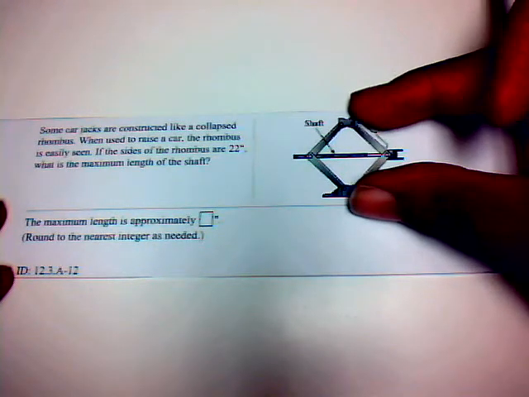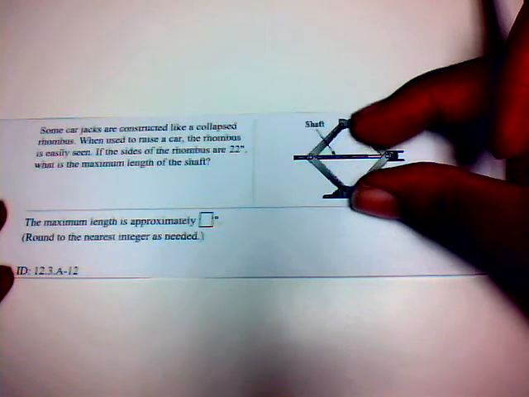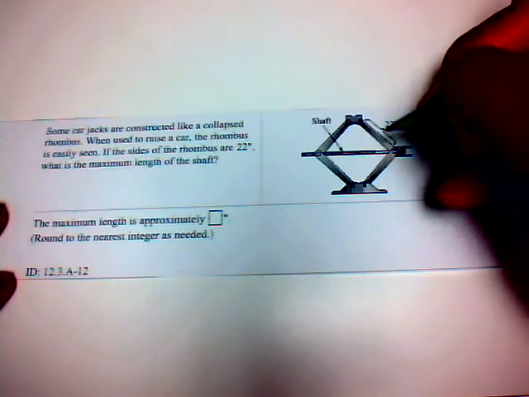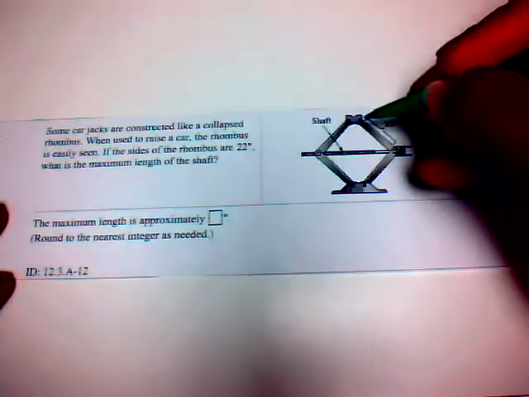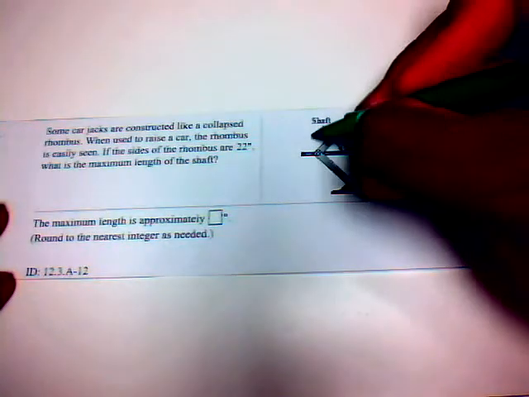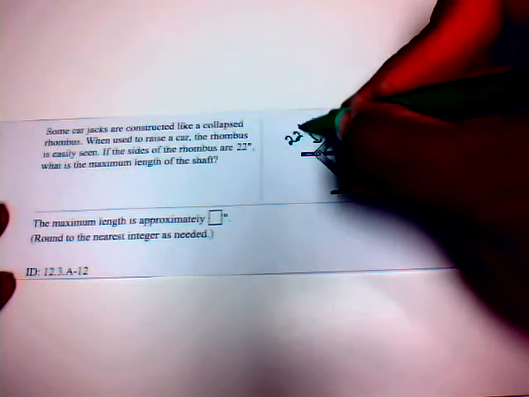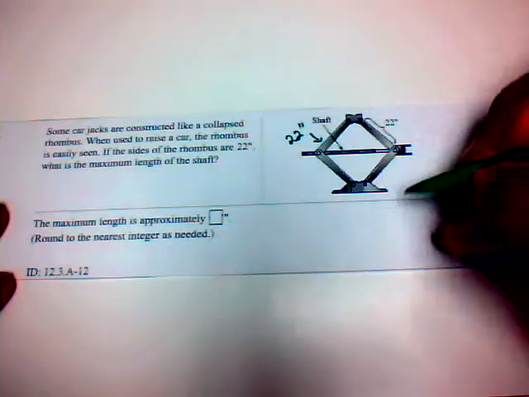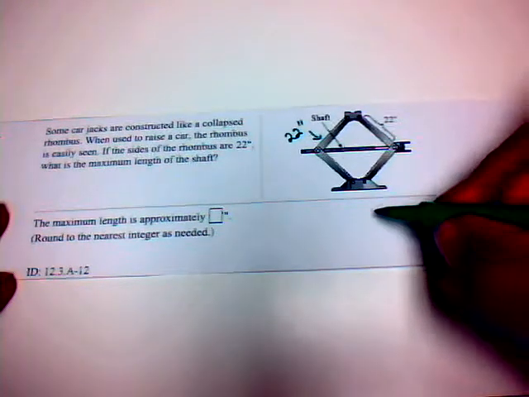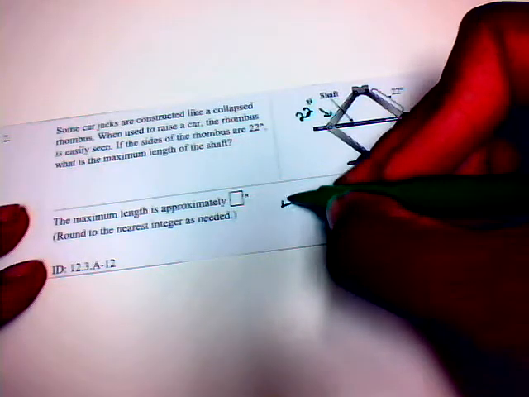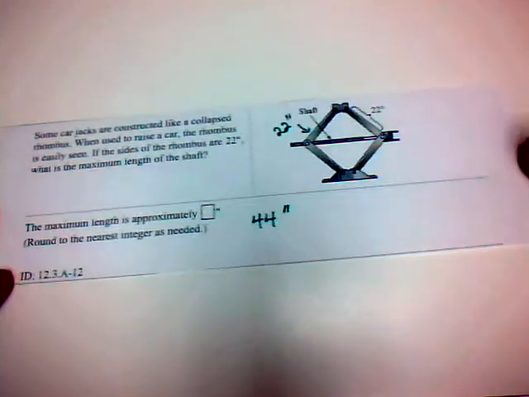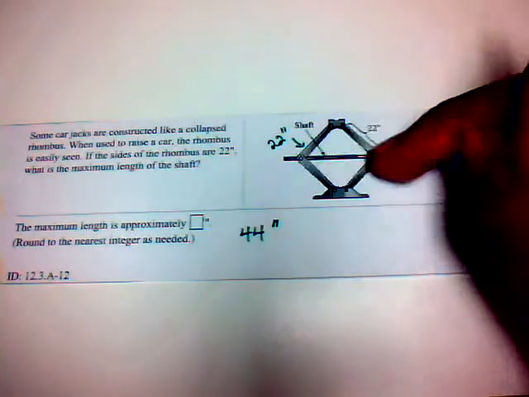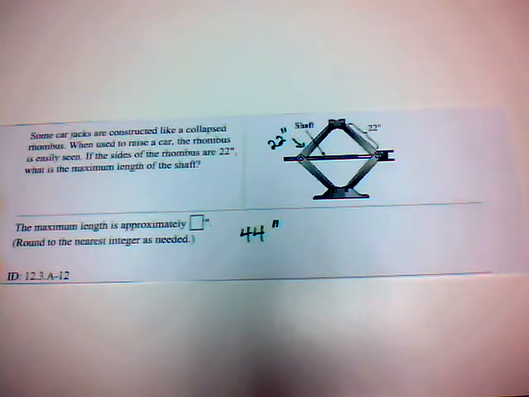If this rhombus was to be collapsed completely, and of course in a rhombus all the sides are going to be congruent, so if this side is 22, then this side must be 22 inches as well. So if this is collapsed completely, what I'm going to do is add 22 and 22 together, and that will give me 44 inches approximately. So the maximum length of this shaft will have to be 44 inches.